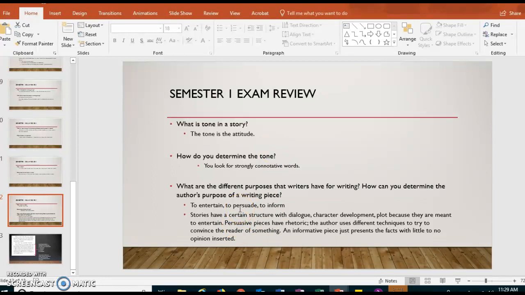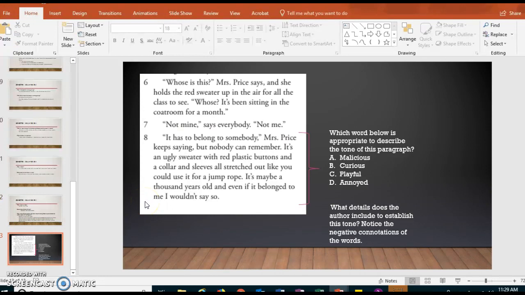And then what are the different purposes that the writer has for writing? A lot of times it's to entertain, persuade, or inform. Some stories have certain structure with dialogue, character development, plot. They're meant to entertain. Persuasive pieces have rhetoric. The author uses different techniques to try and convince the reader. So there's a lot of different things there, right? Just looking through and making sure that you're going through some of those things that we've covered. Just refresh your memory, look back at some things before you take the test.